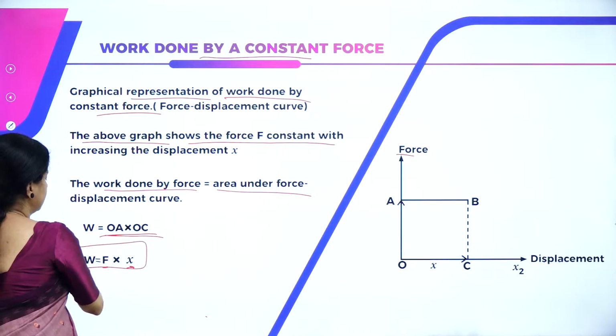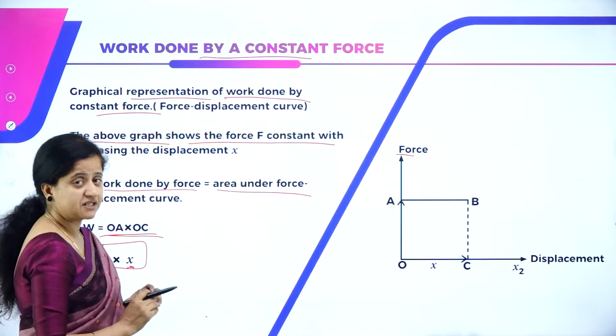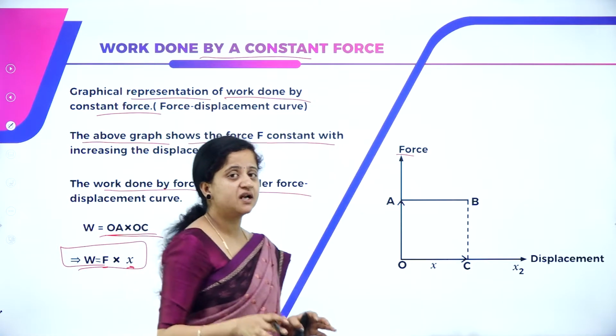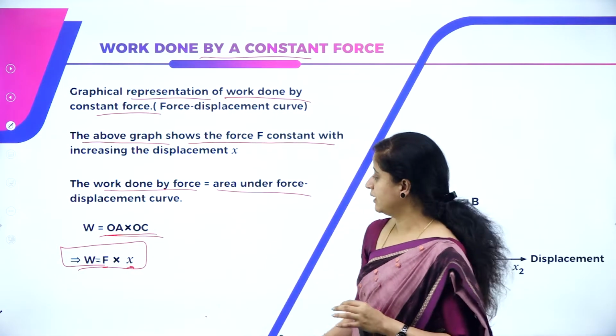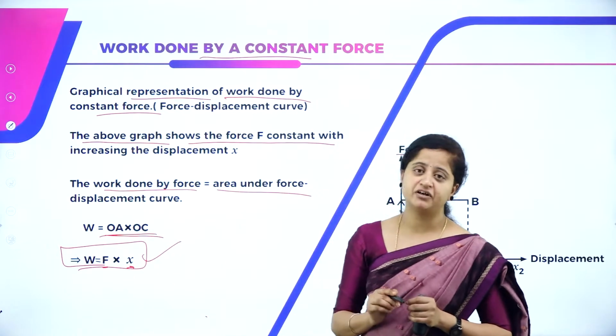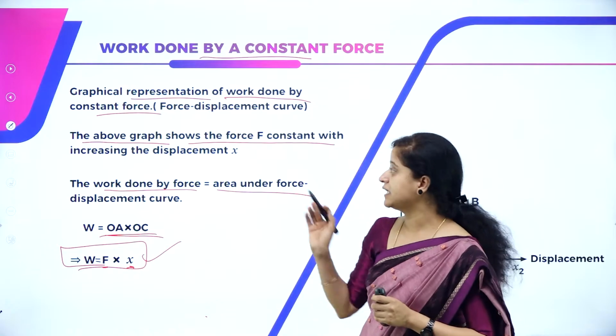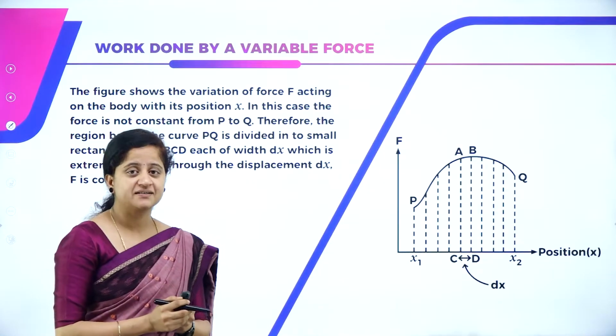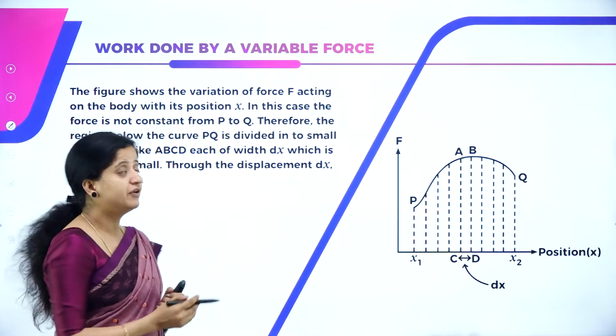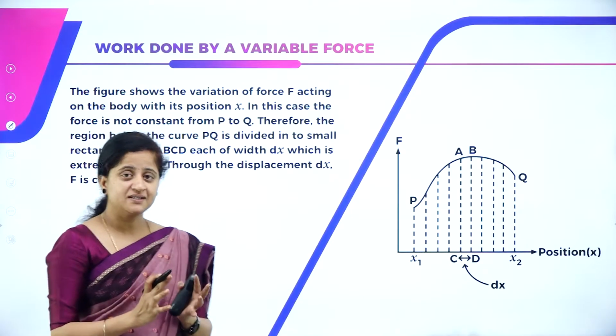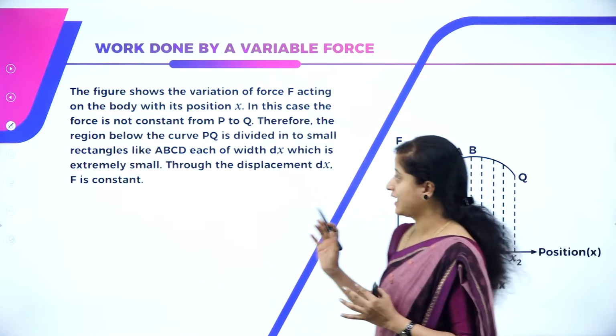So W is equal to force into displacement. Whenever we have a constant force, the work can be calculated by the expression F into X. Similarly, we can even calculate this for a variable force. So let us now understand the work done by a variable force. To understand this, we must look into the graph properly.